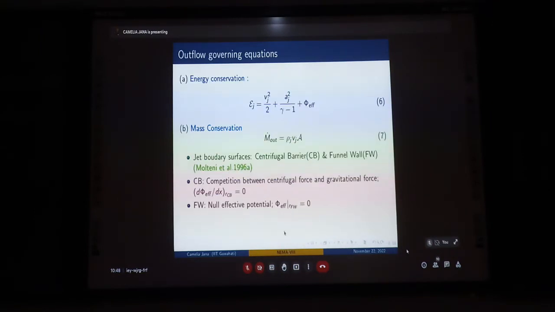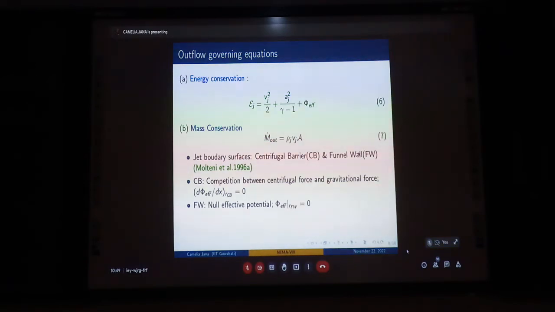Now this is the outflow governing equation. This J stands for the Z component. Now this is the energy conservation and this is the mass conservation equation. As jets are highly collimated, we do not consider differential rotation there, so we neglect the viscosity there. And also as we are taking only the V phi component and jets are going out along the vertical direction, we are neglecting the effect of V phi while solving the outflow equations.